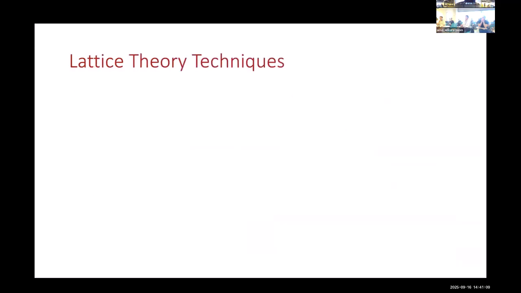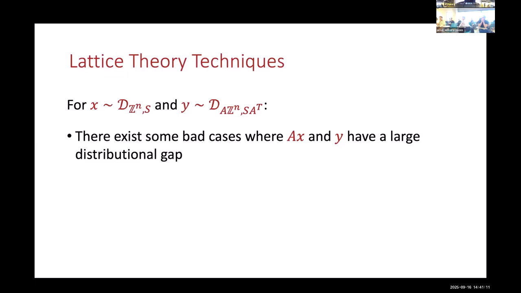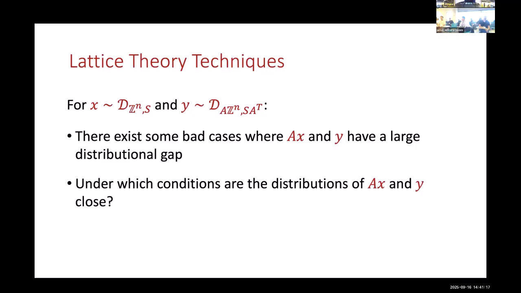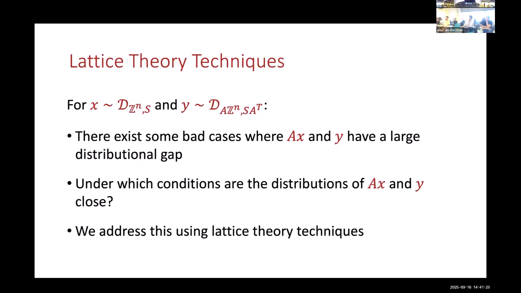Okay. So as we see here, there are some bad examples where AX and Y are not close in total variation distance. So the natural question is to consider which conditions we need on the sketching matrix to say that AX and Y are close. This is what we're going to address using lattice theory on the next few slides.